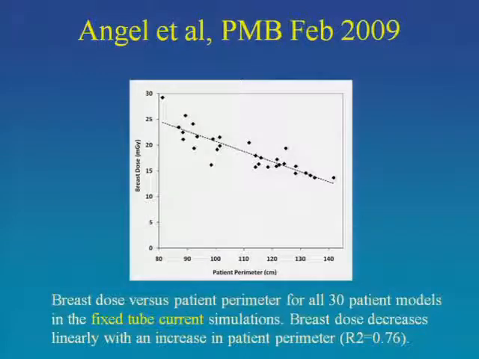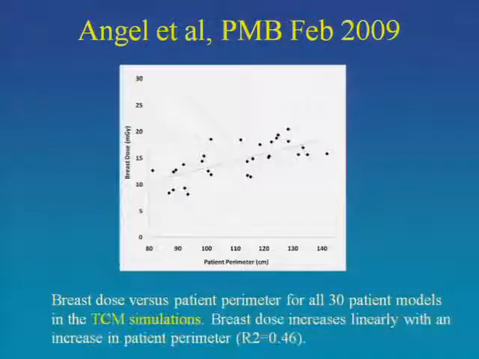Now we simulated that. That's not how the patient was scanned, but we simulated a constant tube current. But now when we incorporate the detailed information about the tube current modulation, you can see how this relationship changes. So we knew that it was going to increase the scanner output for the bigger patients.